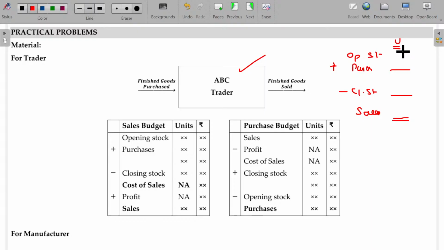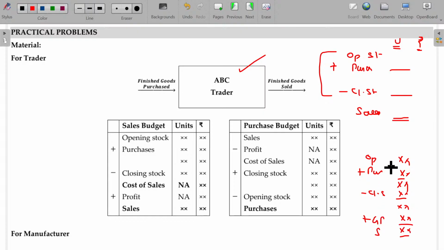Now, in case of rupees, what happens? Opening stock appears at cost. All the three appear at cost. Then opening stock plus purchases minus closing stock, then add GP or profit to find out the sales. This is also a purchase budget, from the rupee angle and the trader's angle.